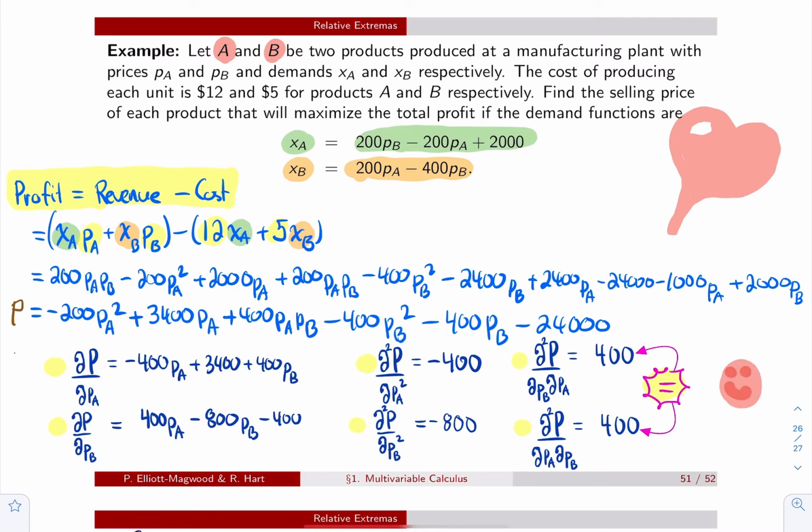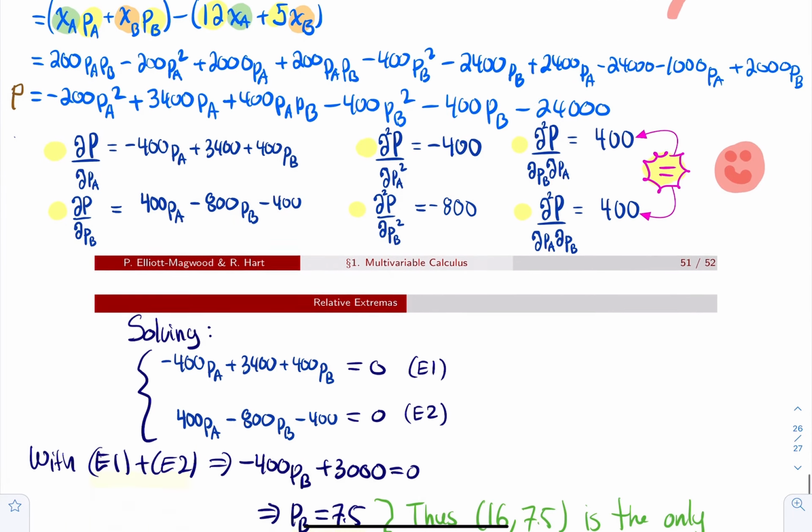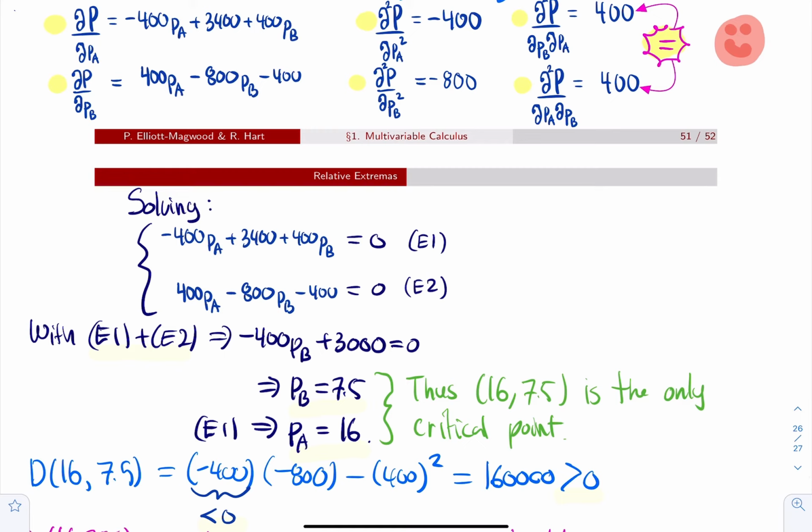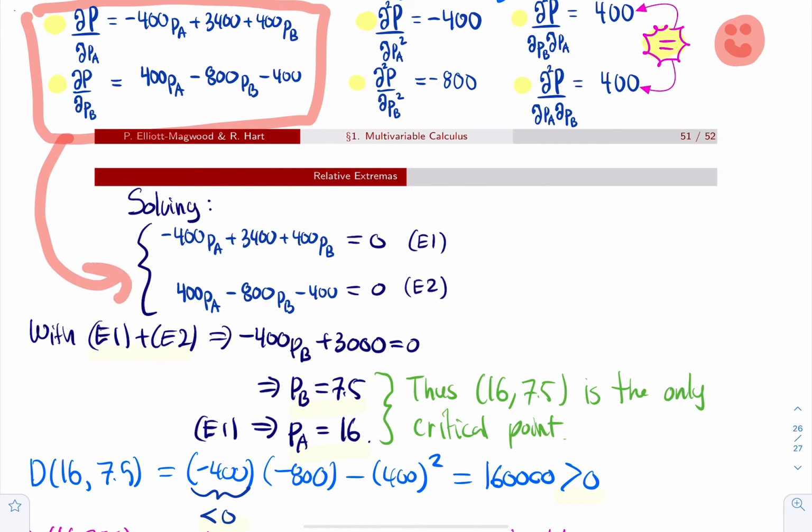So I have all my partial derivatives. There's a lot of notation here because of big P and small p and sub A and sub B, but that's just the way it is with these questions. So now we have to find critical points. Remember, for critical points, we just set the first order partial derivatives equal to 0. So the first: minus 400 PA plus 3,400 plus 400 PB equals 0. And the other: 400 PA minus 800 PB minus 400 is equal to 0.